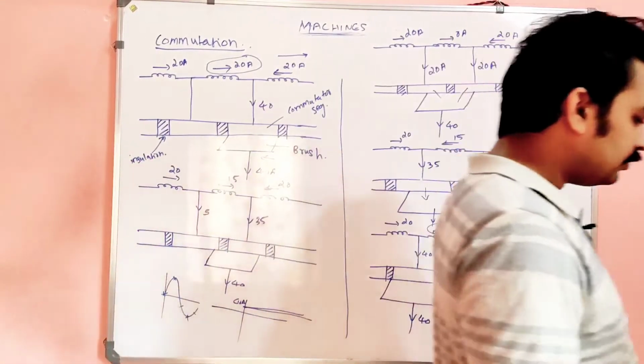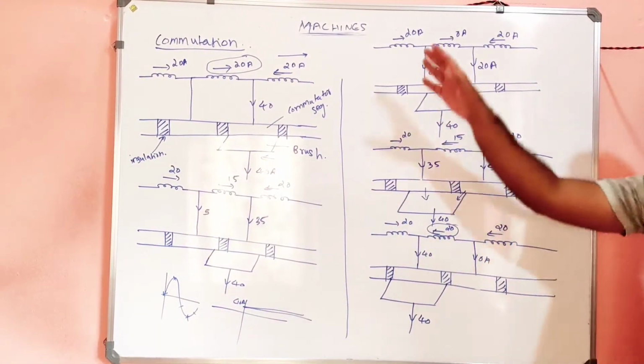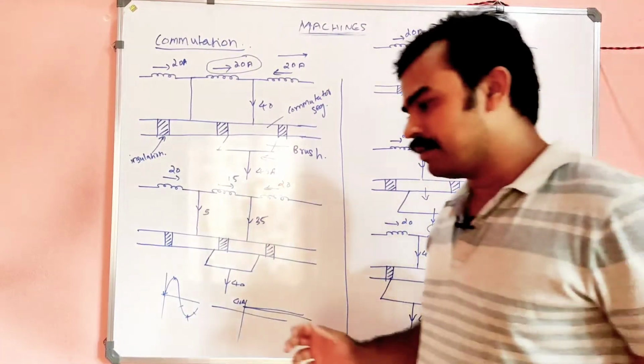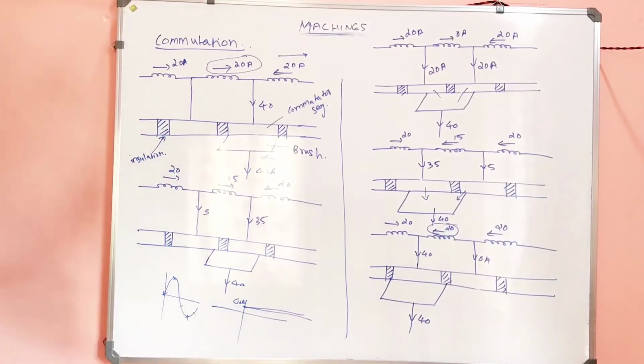So the diagram itself will give you a wonderful meaning of what commutation is. Okay, is it clear, my dears? Okay, can I rub this?